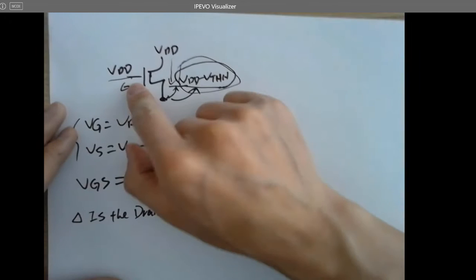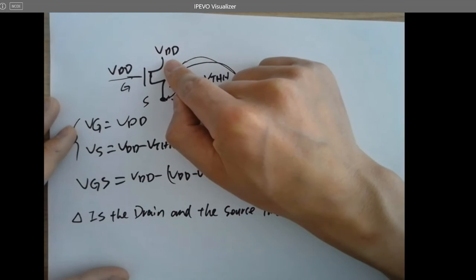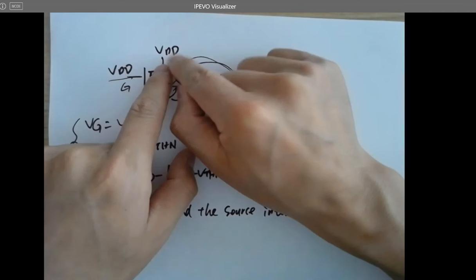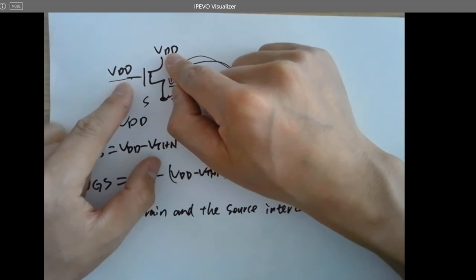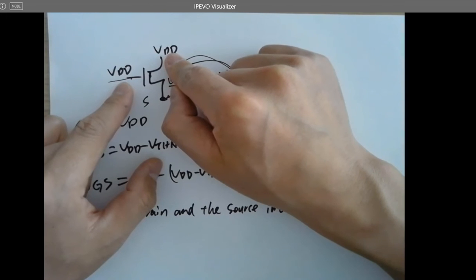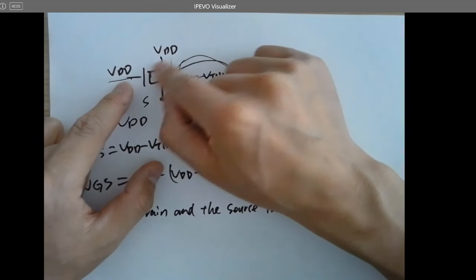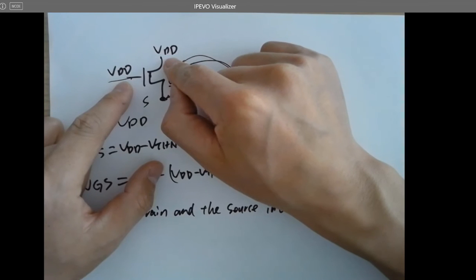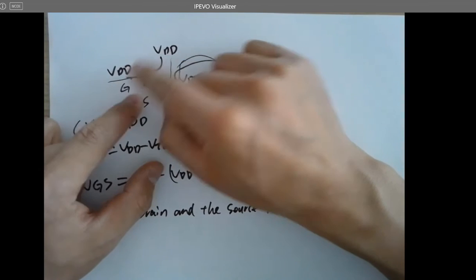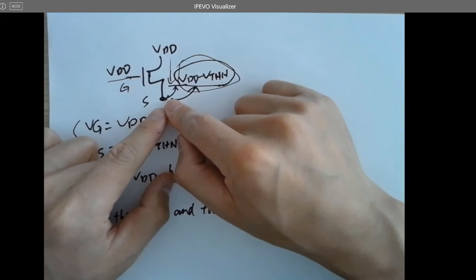Because if I label this part as VDD and I label this terminal as VDD, it doesn't make sense to assume this guy to be S, because VDD minus VDD, which is a VGS of 0, is lower than VTHN. It's always off. So it doesn't make sense to assume this guy to be S. Since it's symmetric, if we define this one to be the drain, and we are trying to open this up, this terminal has to be S.